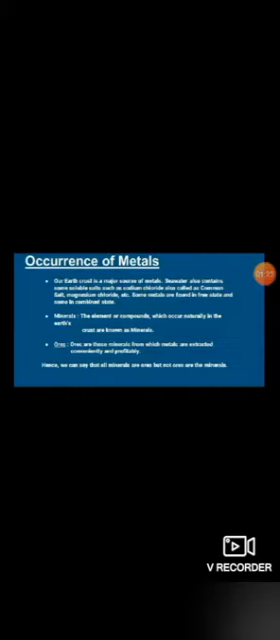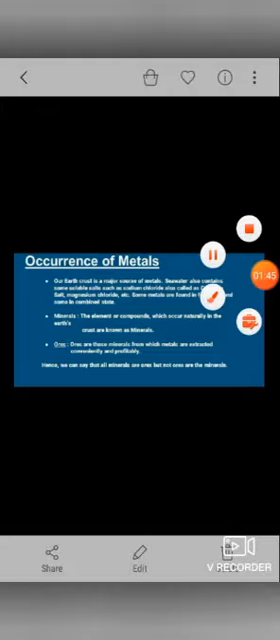Occurrence of the metals. Our earth's crust is a major source of metal. The elements or compounds which occur naturally in the earth's crust are known as minerals. And ores are those minerals from which metals are extracted conveniently or profitably. Hence, we can say that all ores are minerals, but not all minerals are ores.